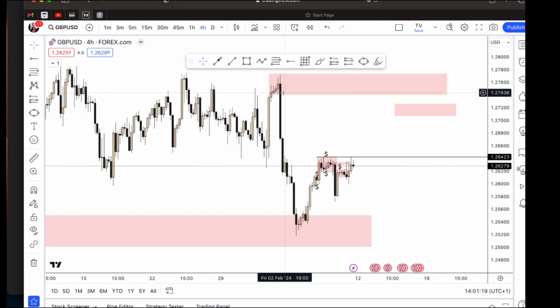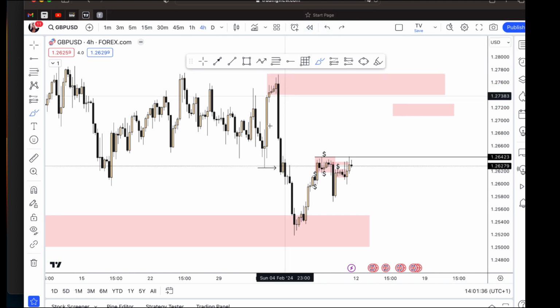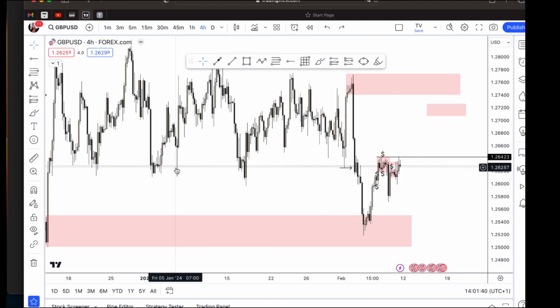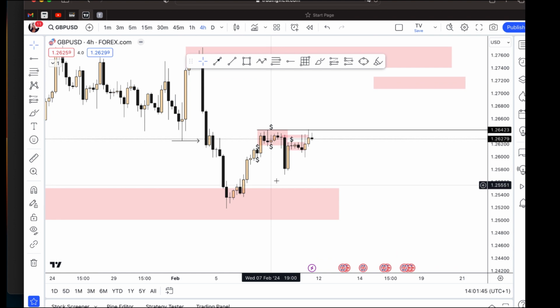Now, for me to know, is this zone valid or not? Yes, it's valid because it broke below the low. This is the low that gave rise to this supply zone. It was this low that gave rise to it, and now this zone has broken it. So that's how I'm able to know that it is a valid supply zone. So this is how you identify valid supply and valid demand zones.